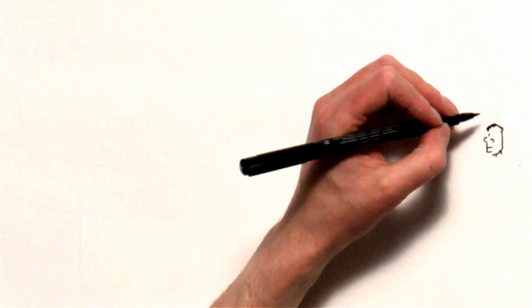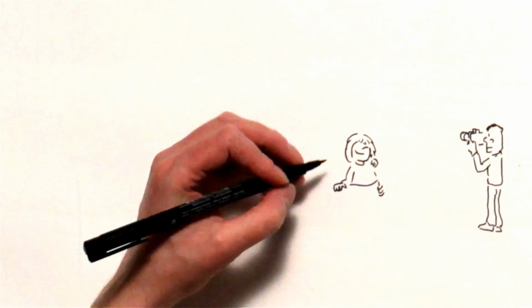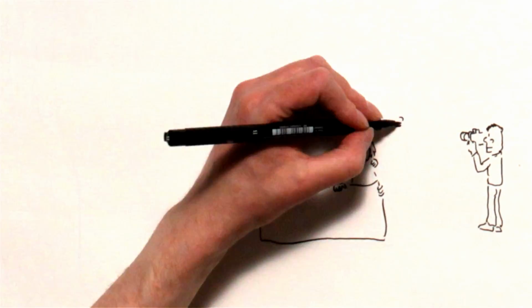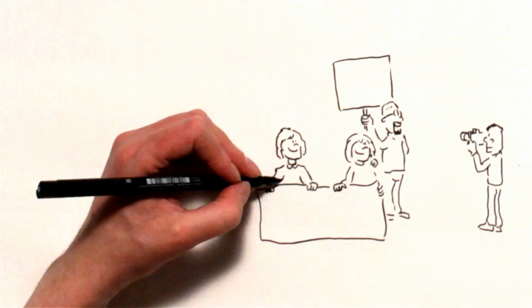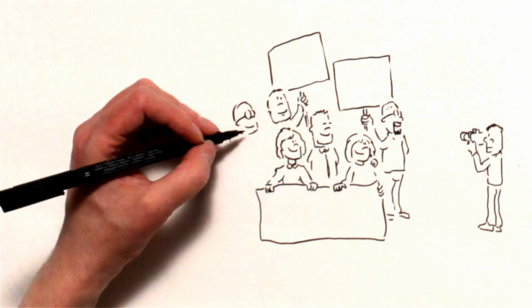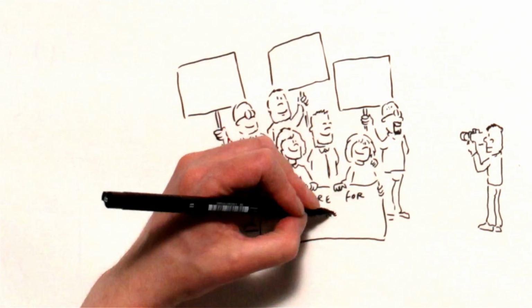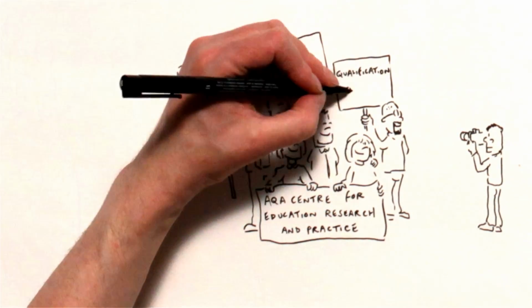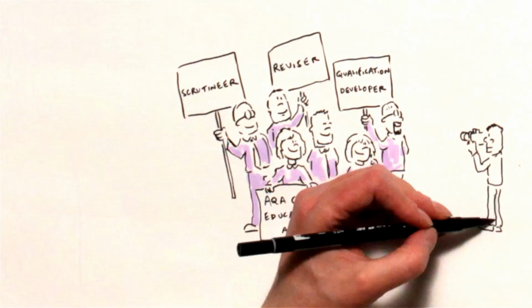There is also a qualification developer who is responsible for managing the process and ensuring that the question paper complies with AQA's rules. In addition, we draw on the research and assessment expertise of our Centre for Education Research and Practice. There are 2 other types of specialists that help ensure the quality and consistency of the question paper: the reviser and the scrutineer. We'll come back to them in a moment.